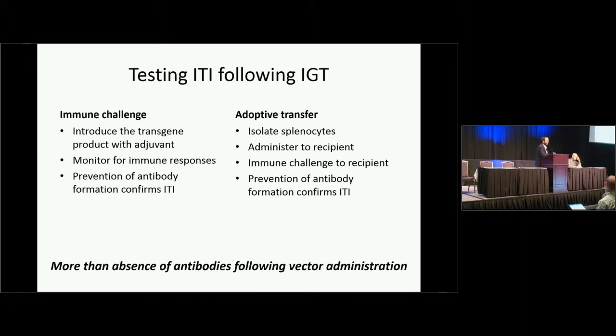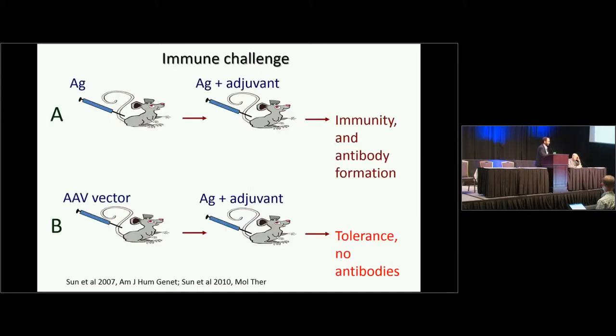And formal testing to demonstrate ITI is important. So there are two basic types: an immune challenge, where you would introduce the transgene product with adjuvant to the vector-treated animal, then monitor for immune responses. And prevention of antibody formation in that setting confirms ITI. And then adoptive transfer experiments are a little bit more involved, isolating splenocytes and administering those to a recipient, doing an immune challenge to the recipient, and then prevention of antibody formation confirms ITI. So it's more than just the absence of antibodies following vector administration.